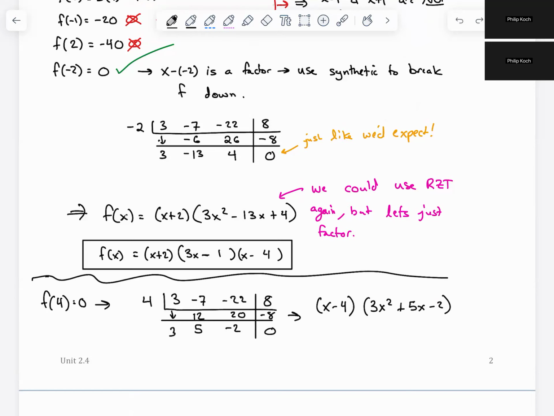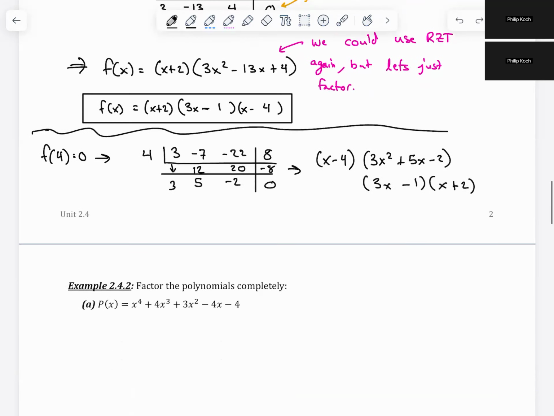I'll just have to factor that one instead. But that one factors, this one factors to 3x minus 1 and x plus 2. So we got all the right factors just in a different jumbled order. So it doesn't matter which one you start with, but in order to break it down further, you have to break up each next piece separately. And we'll see that in this next problem.